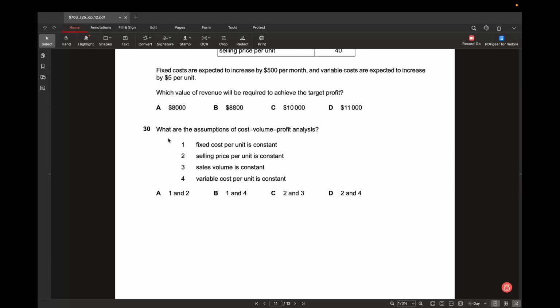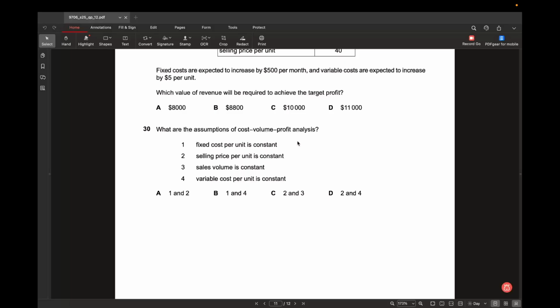30. What are the assumptions of cost volume profit analysis? Number 1, fixed cost per unit is constant. Number 2, selling price per unit is constant. Number 3, sales volume is constant. And number 4, variable cost per unit is constant. Cost volume profit analysis examines how changes in the sales volume or cost affect the profit of the business.